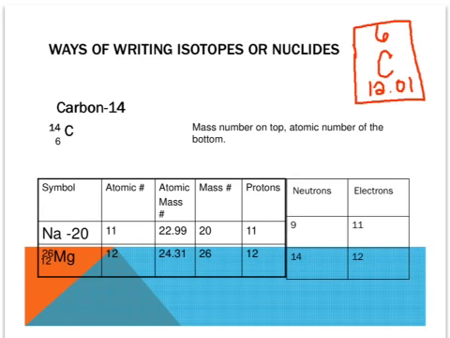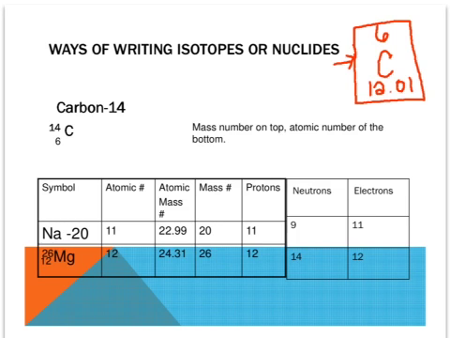Alright, so you're viewing this video because you are having problems understanding what an isotope is, possibly what a nuclide is, or how to identify the different parts of an atom using the periodic table. What we have on this slide is carbon-14, which is an isotope of carbon. If you look at the periodic table, this is an excerpt from it, this is what you'll see.